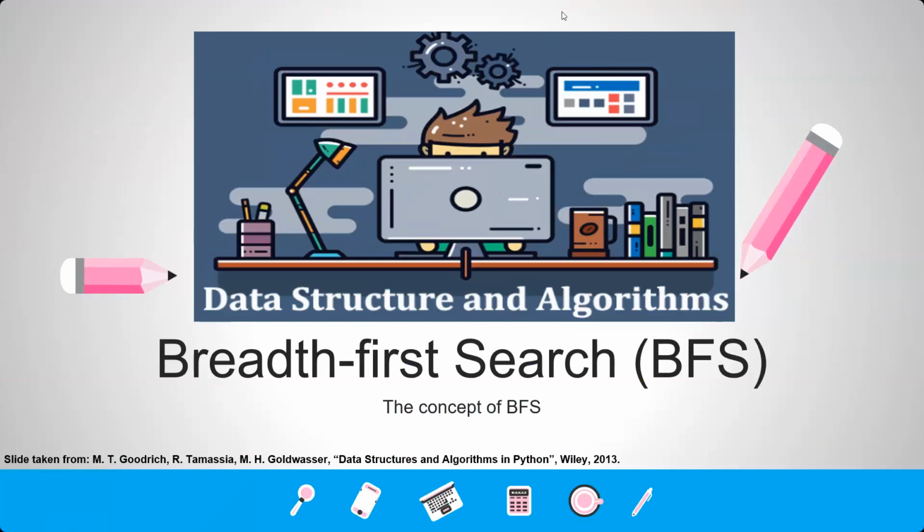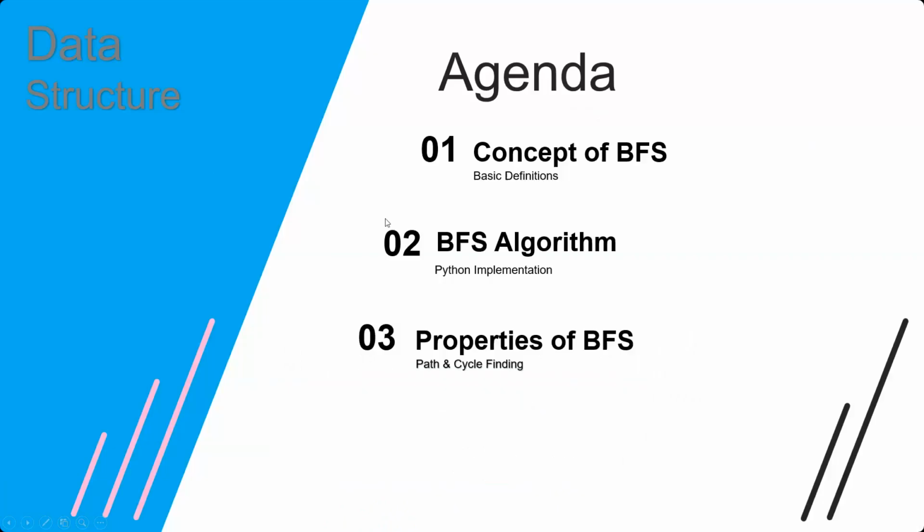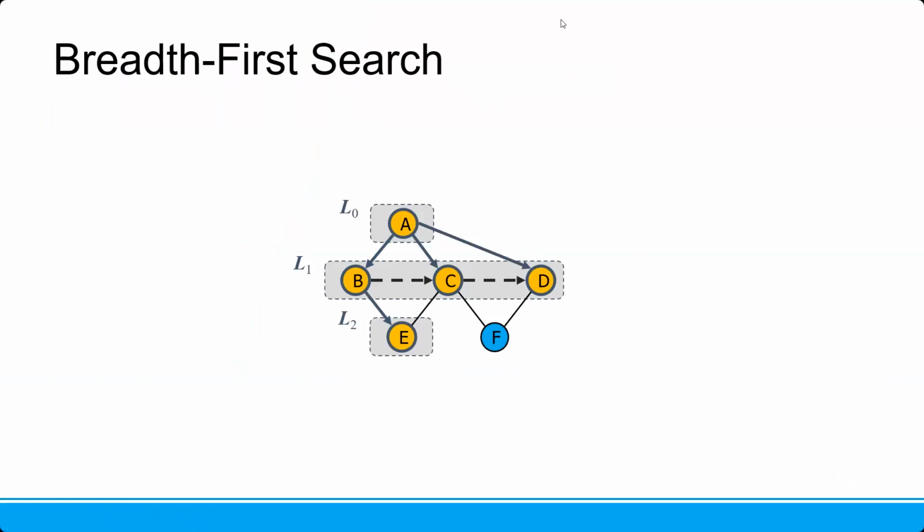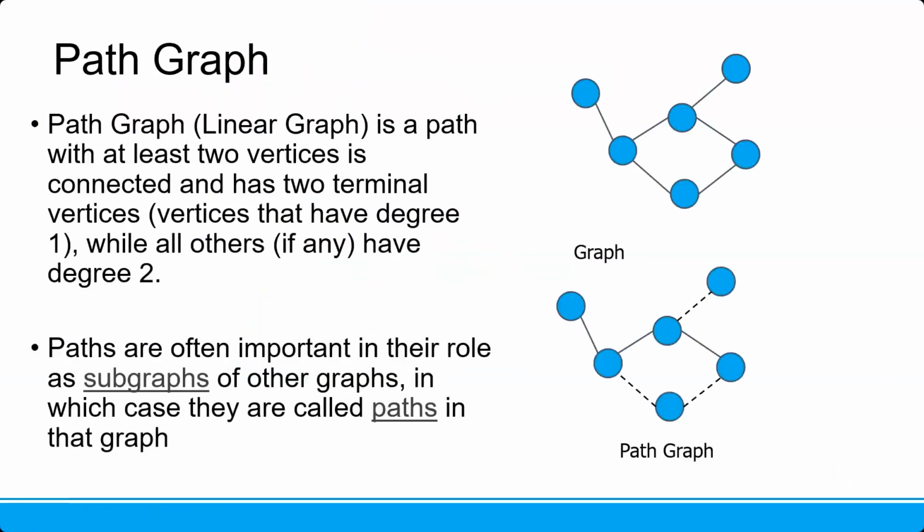Now there is another way to do the search using breadth first search, or we call BFS. We will learn what is the concept of BFS, and we will learn what is the algorithm. And let's look at the problem. BFS means breadth first search. So before we learn the details about BFS, let's look at some graph properties.